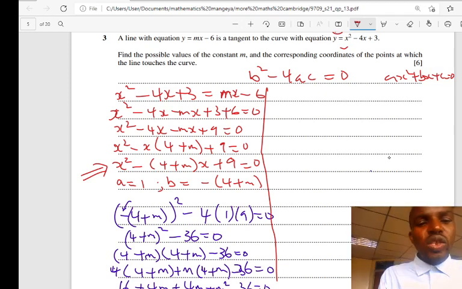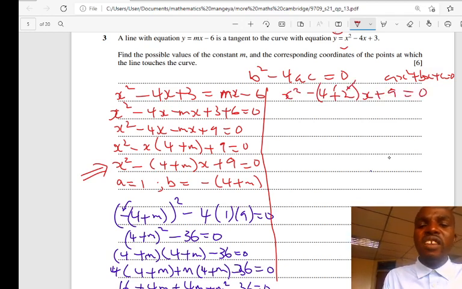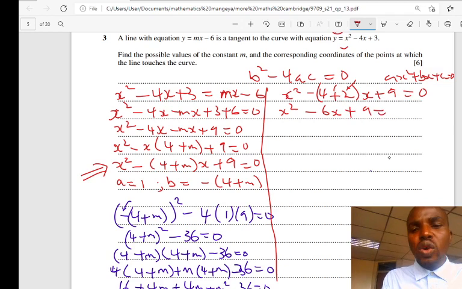So when m is equal to 2, it will be x squared minus 4 plus 2x plus 9 is equal to 0. I have just substituted where there is m, I have put 2. Then it will be x squared minus 6x plus 9 is equal to 0.